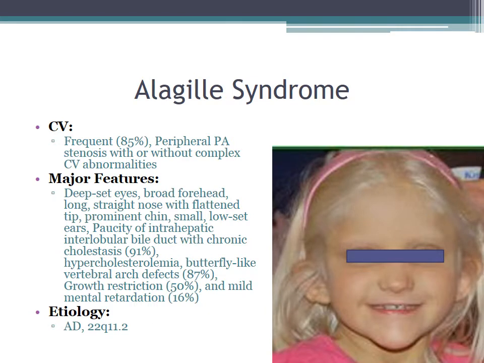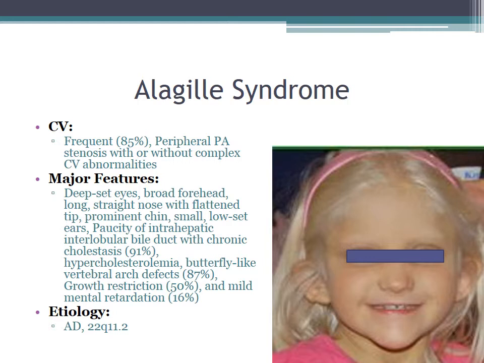So now I'm going to talk about different syndromes, the first one being Alagille Syndrome. It has a frequent association with cardiovascular anomalies, about 85%, most commonly peripheral branch pulmonary artery stenosis with or without complex cardiovascular anomalies. The major features are deep-set eyes, as you can clearly see, broad forehead, long straight nose with a flattened tip, prominent chin, small low-set ears. There's a paucity of intrahepatic intralobular bile ducts with chronic cholestasis in 91%, so that's definitely one to remember.